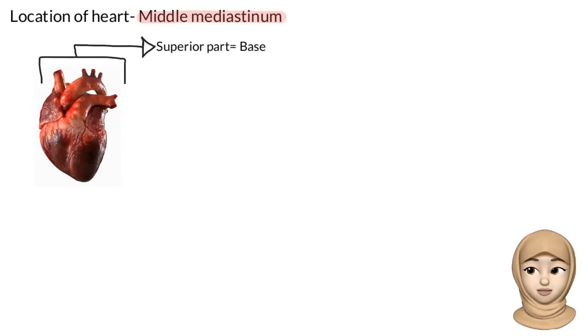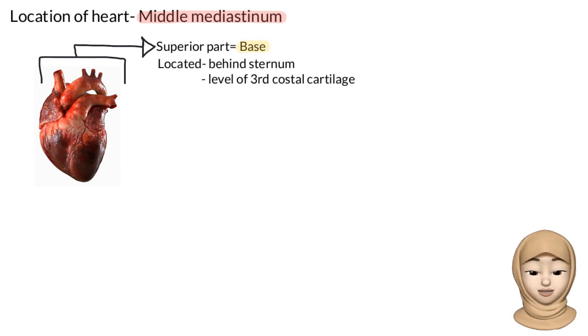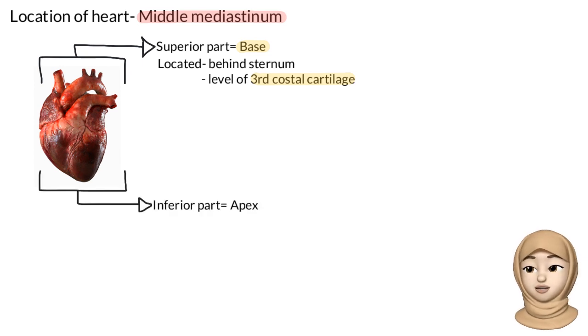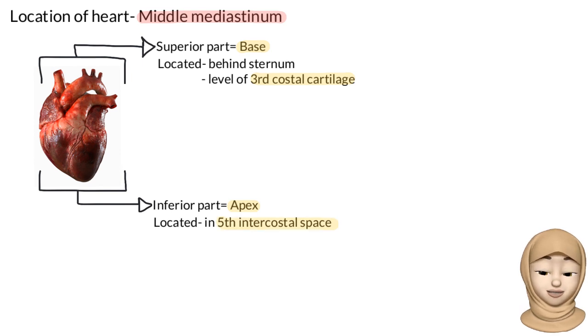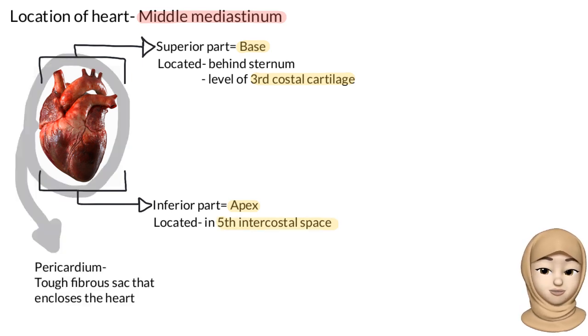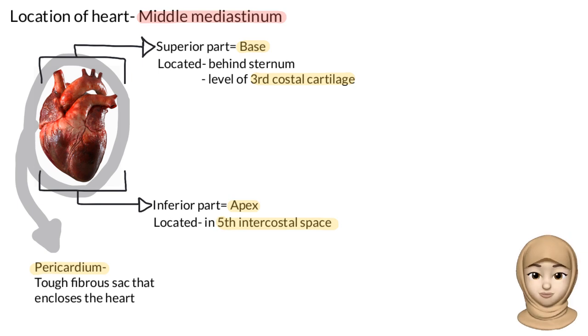The superior part of the heart is called the base and is located behind the sternum at the level of the third costal cartilage. The inferior part of the heart is called the apex and is located in the fifth intercostal space. The heart is enclosed in a tough fibrous sac called the pericardium.